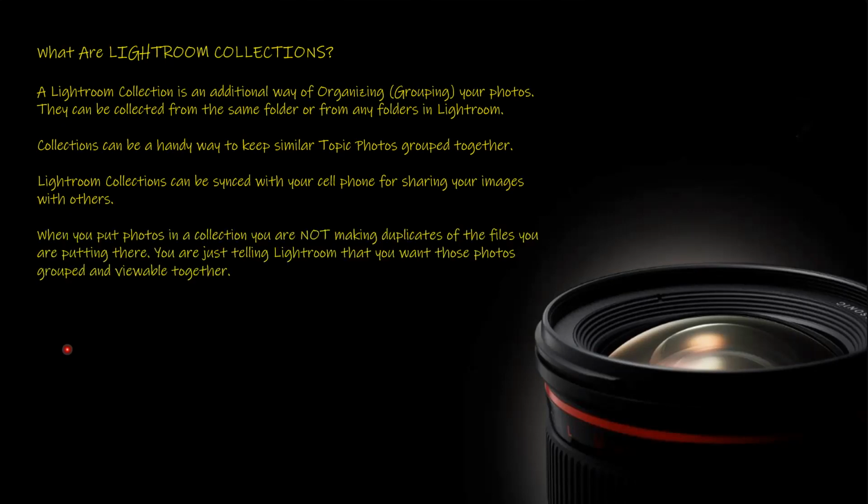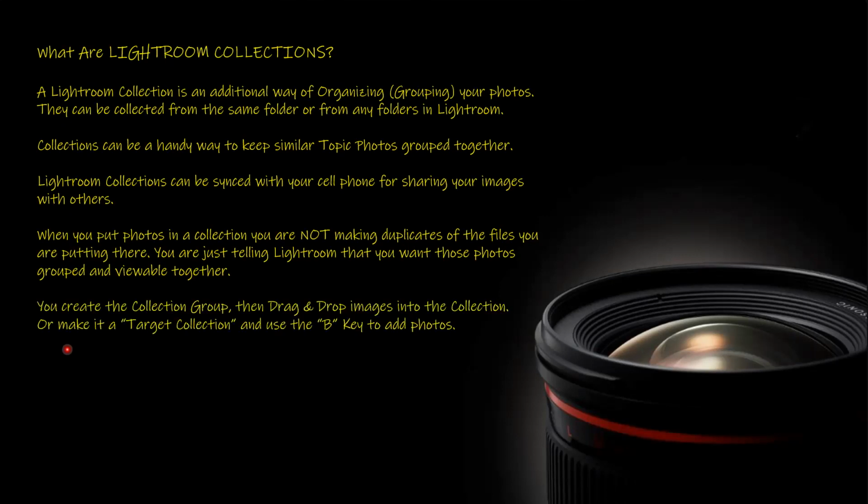When you put photos in a collection, you are not making duplicates of the files themselves. You are basically telling Lightroom that you want these photos grouped and viewable together. You create the collection group, then drag and drop your images into the collection, or you can do it faster by making that collection a target collection. All you have to do is hit the B key, and that photograph, no matter where it is in Lightroom, will be added to that target collection.